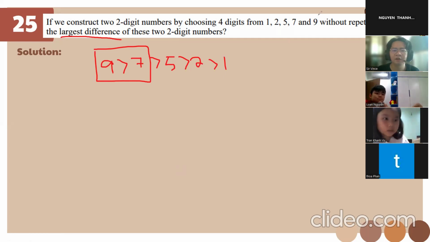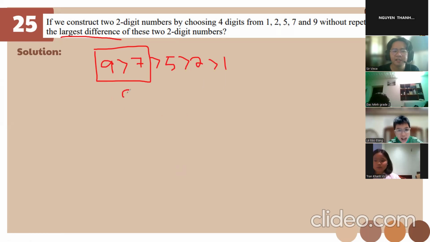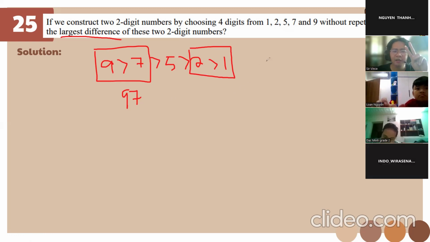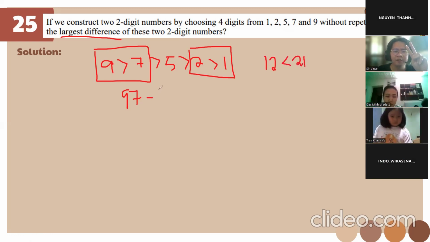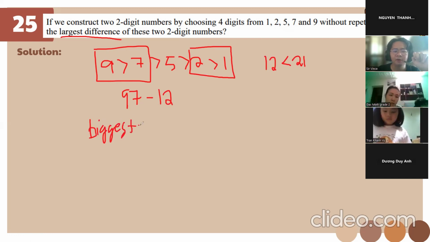So this will be the largest, sure, because out of all the numbers, 95 is not the largest, 92 is not the largest. So we can just say 97 is the largest. Now we need to find the smallest. Here we have the two smallest numbers, but we need to form the smallest number, because 12 is less than 21. That's why we have here minus 12. So the largest difference we can make is the biggest number we can form minus the smallest.